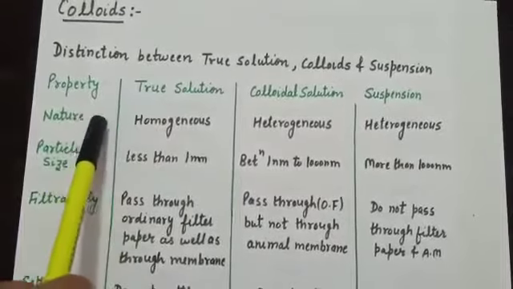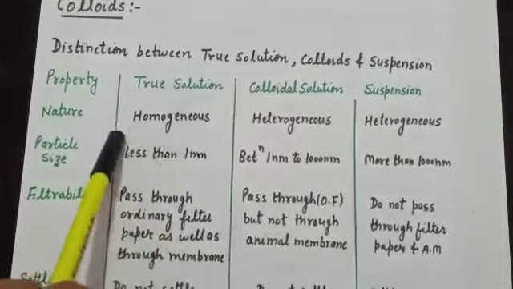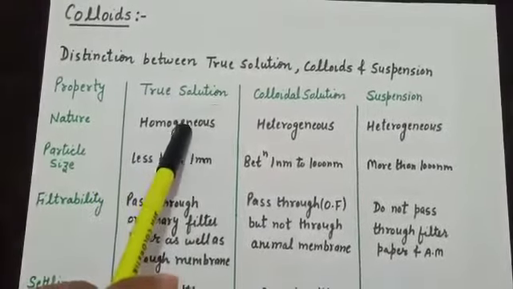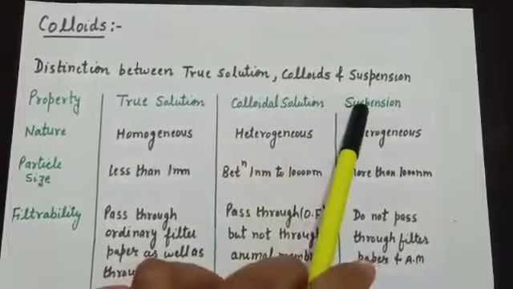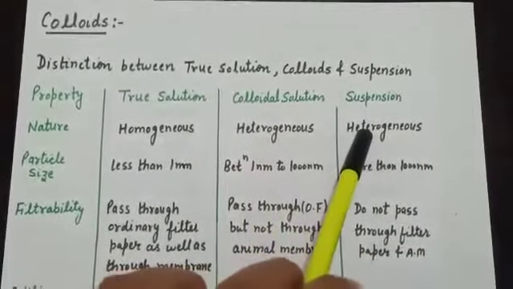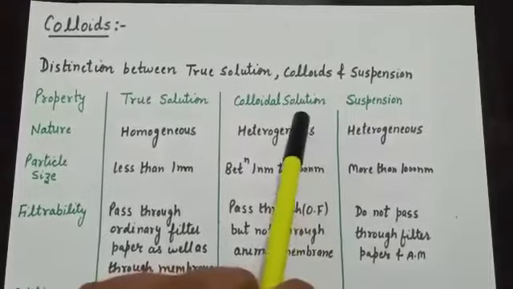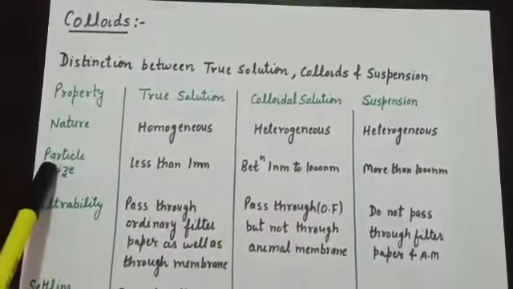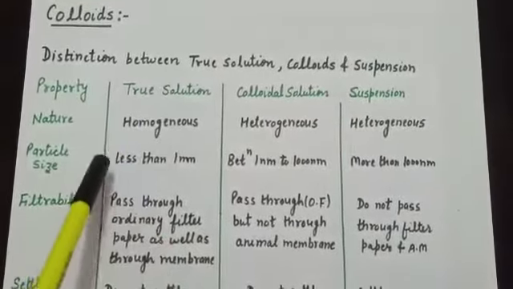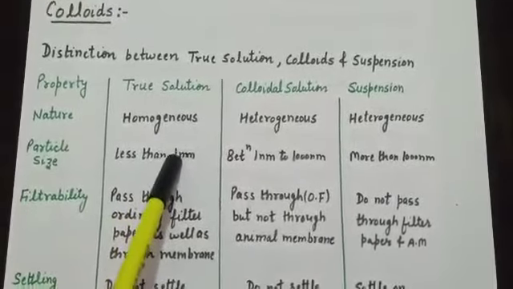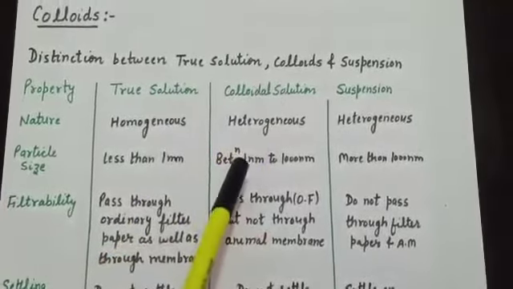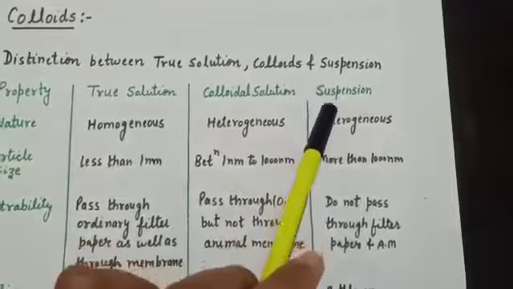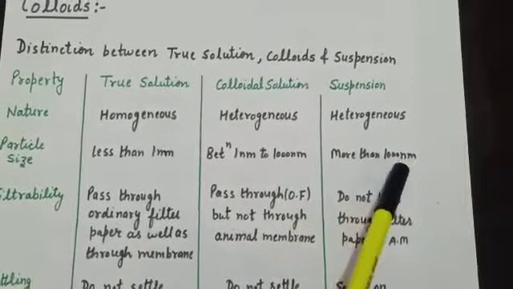First difference is the nature. So the nature of true solution is homogeneous, that is the concentration is the same throughout the solution. Colloidal solution and suspension are heterogeneous systems. Heterogeneous means concentration is not uniform. Next is the particle size. In true solution, the size of the particles is less than 1 nanometer, whereas in colloidal solution, the particle size lies between 1 nanometer to 1000 nanometer, and in suspension, the size of the particle is more than 1000 nanometer.